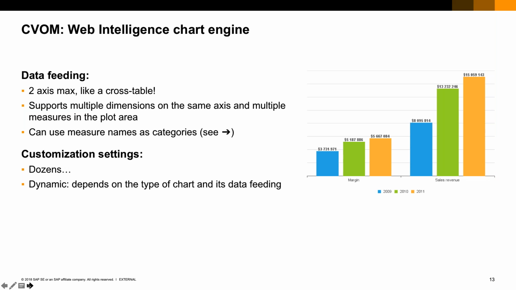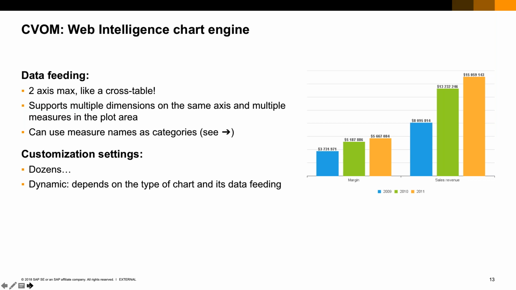The data feeding for the charts works like a cross table. That means it has two axes, a vertical and a horizontal axis for a table, but here we're talking about a category axis and usually a color axis. The reason it's like a cross table is that in Web Intelligence in particular, you can change a chart into a table or a table into a chart.